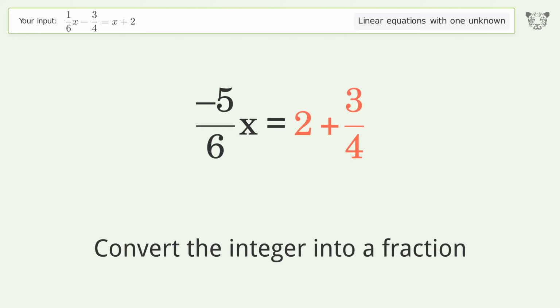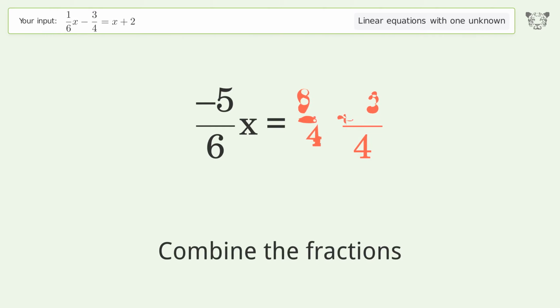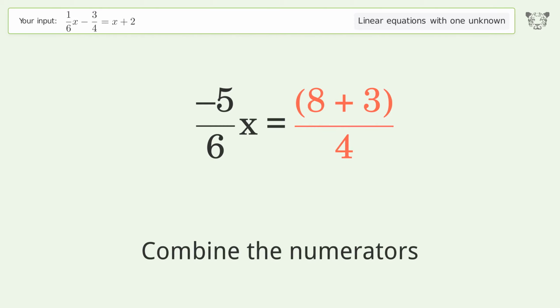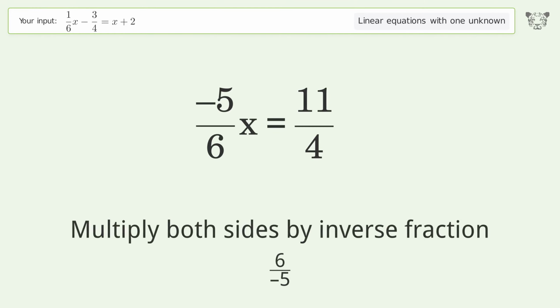Convert the integer into a fraction. Combine the fractions. Combine the numerators. Isolate the x. Multiply both sides by inverse fraction 6/5.